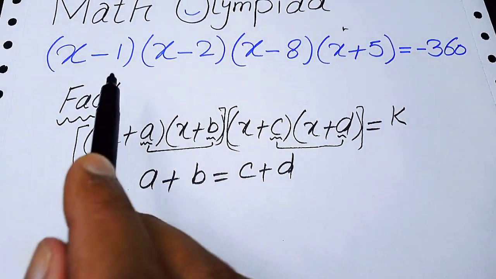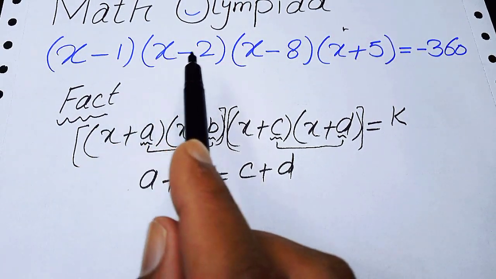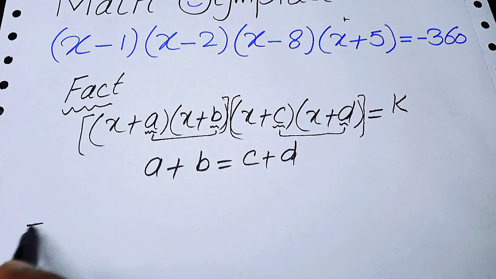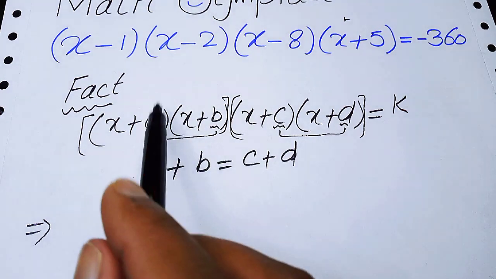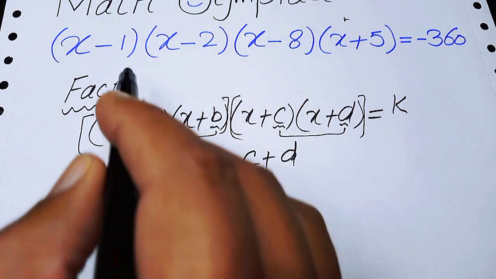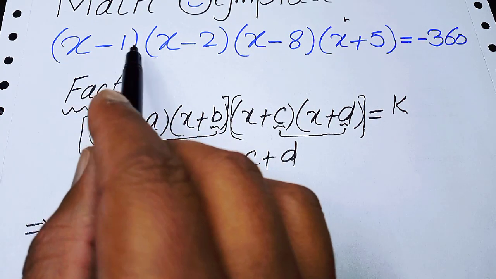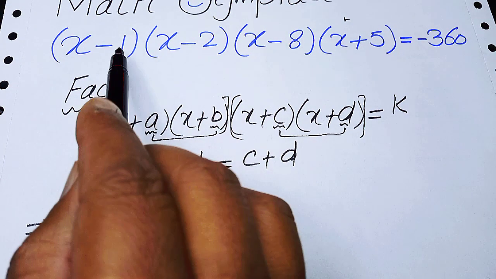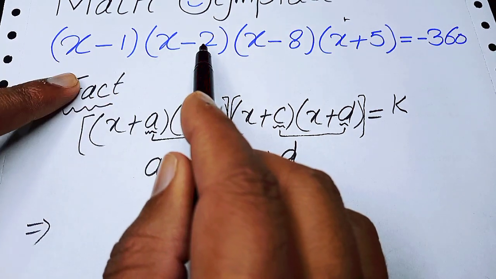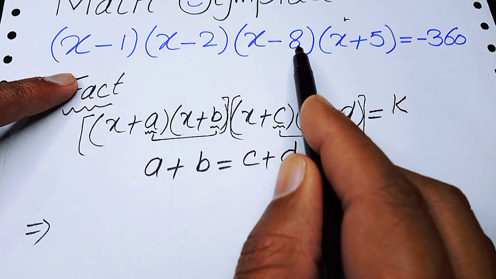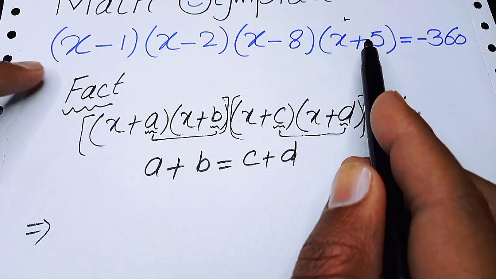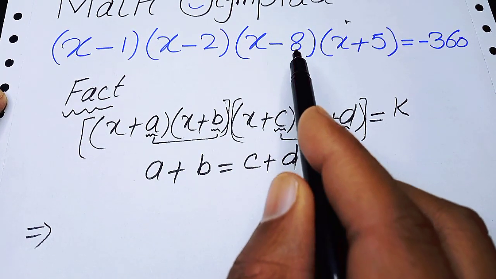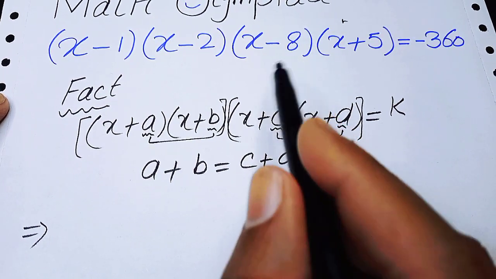The question statement is (x - 1)(x - 2)(x - 8)(x + 5) = -360. First we check how we can arrange the factors. When we add -1 and -2 it becomes -3, and when we add -8 and 5 it also becomes -3. So this pairing is useful, and I can use it as it is.